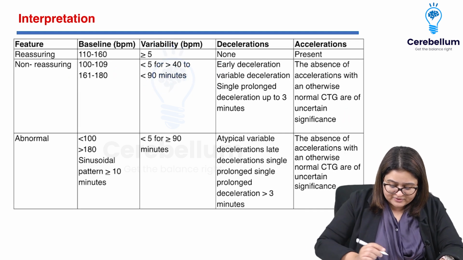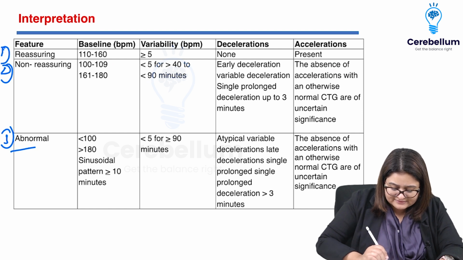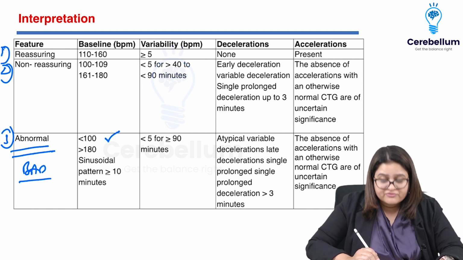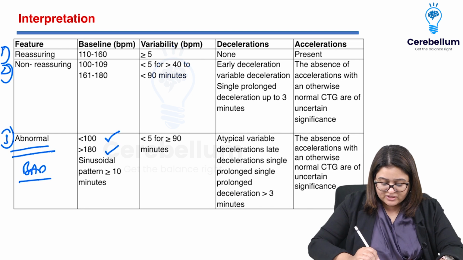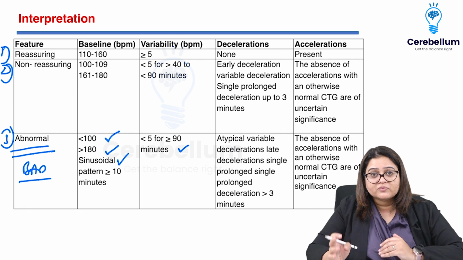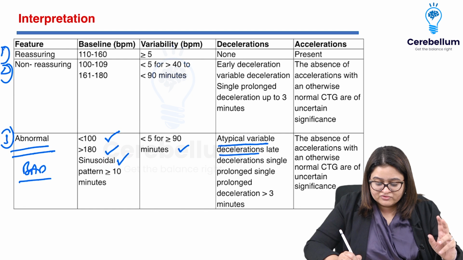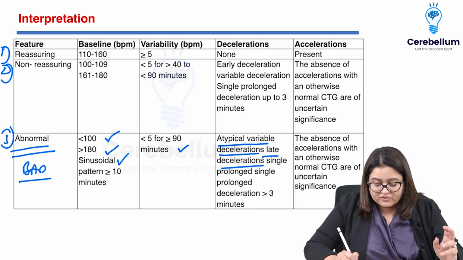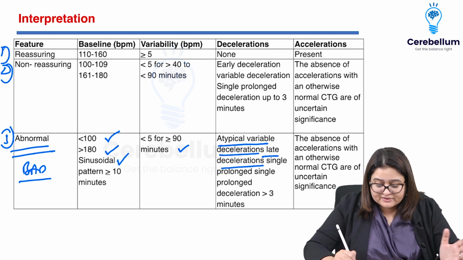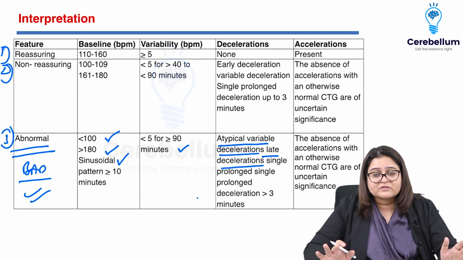And the third type, okay, is the abnormals. You have reassuring, you have non-reassuring, and this is the bad one. If you have bradycardia, less than 100 fetal heart rate, or more than 180, or a sinusoidal pattern, or the variability is less than 5 for more than 90 minutes, or if there are atypical variable decelerations or late decelerations, or a single prolonged deceleration lasting for more than 3 minutes, okay, then it is an abnormal CTG and indicates fetal hypoxia, and you need to deliver this baby.